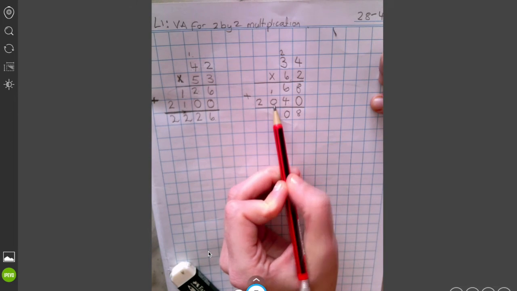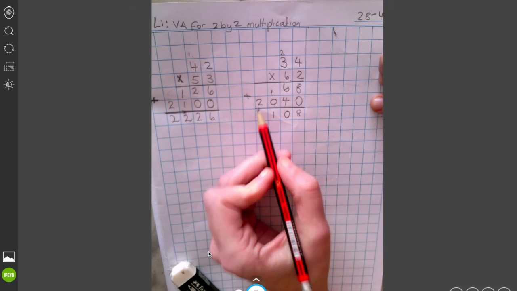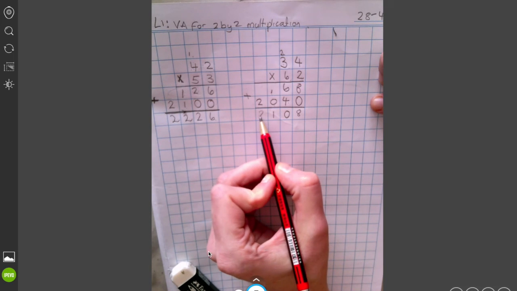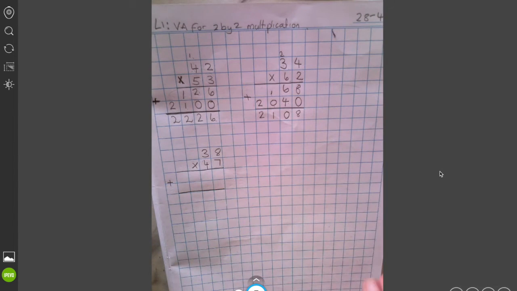1 and 0 is 1. And 2 and nothing is 2. So that's my answer, 2,108. Okay, here's my next equation that I'm going to solve.